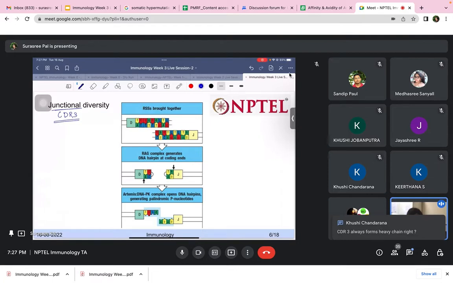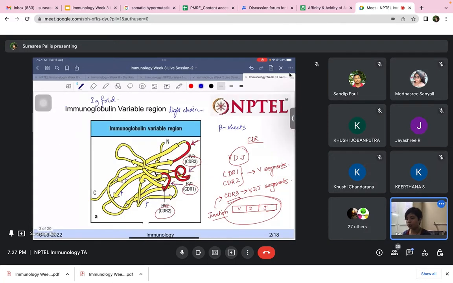CDR3 is present in the heavy chain as well as the light chain. So if you go through this diagram once again, CDR3, this kind of variable region, is present in both the light chain and the heavy chain. If the CDR3 contains segments of all V, D and J segments, that means it is part of the heavy chain. If the CDR3 is part of a light chain, then it will be formed only of V and J segments, because there is no D segment in the light chain.